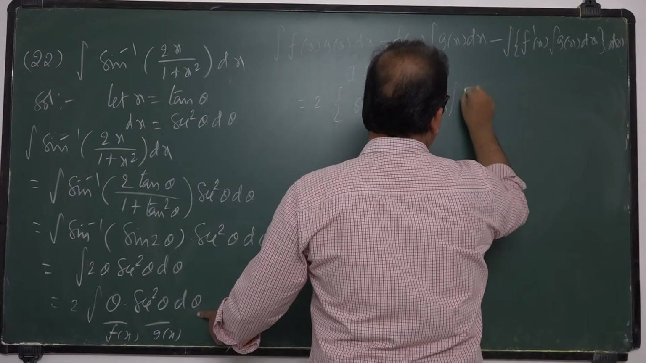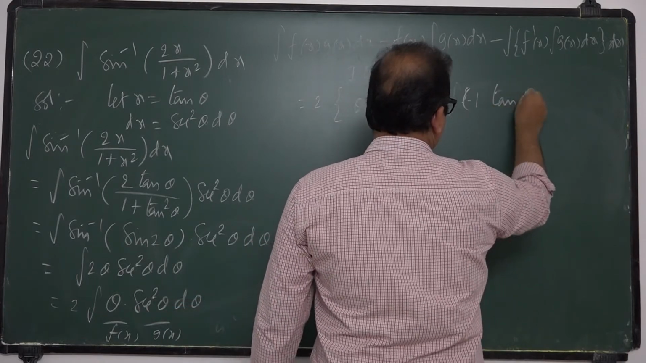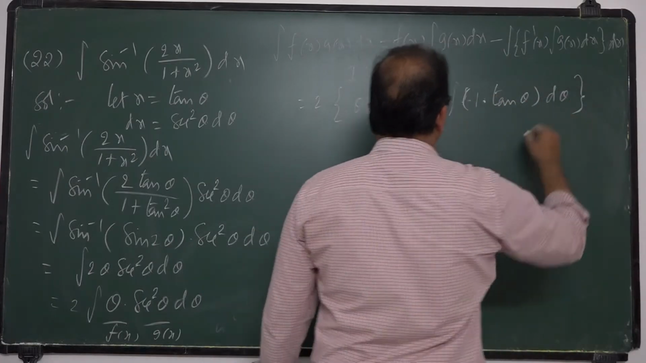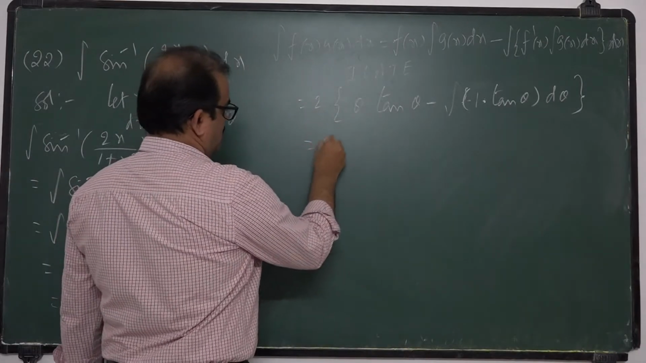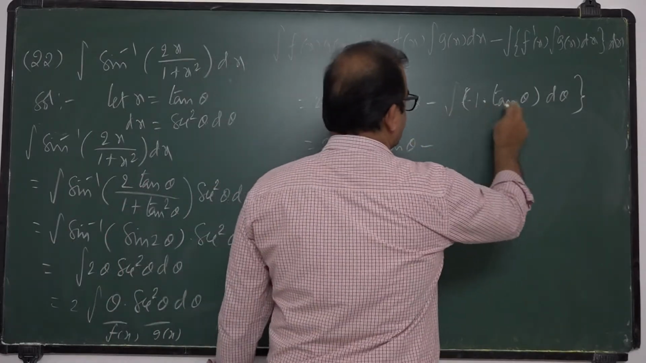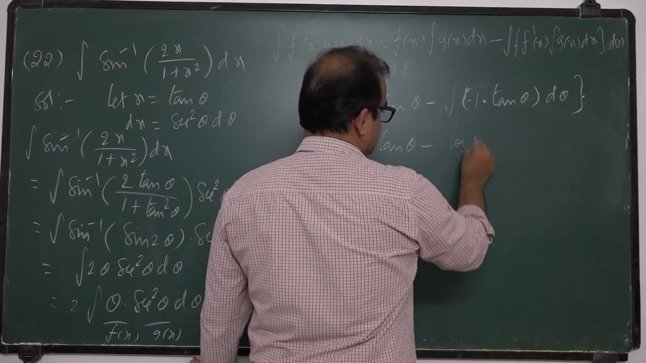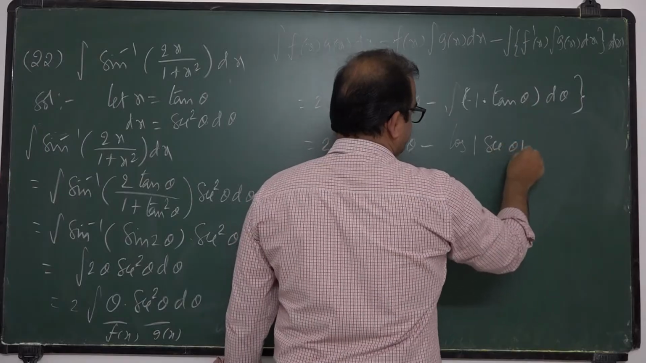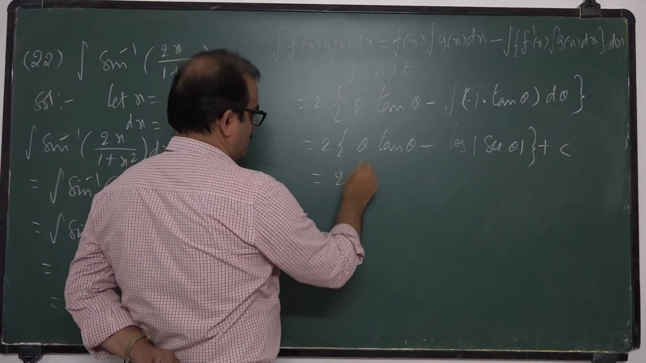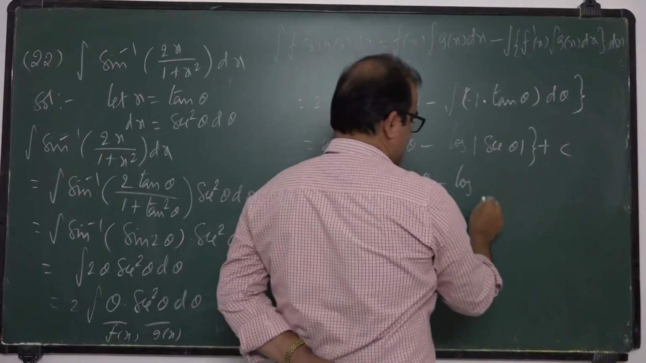that is 1 into integral of g of x, integral of secant square theta, tan theta, d theta. Two into theta into tan theta minus integral 1 into tan theta. Integral of tan theta is log mod secant theta plus c. 2 into theta into tan theta minus log of secant theta.